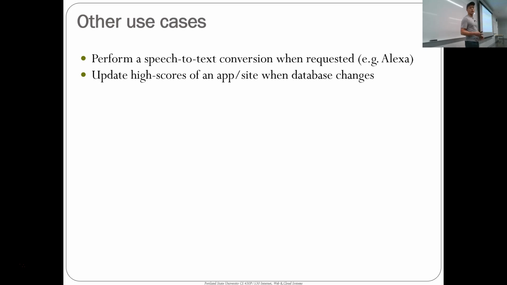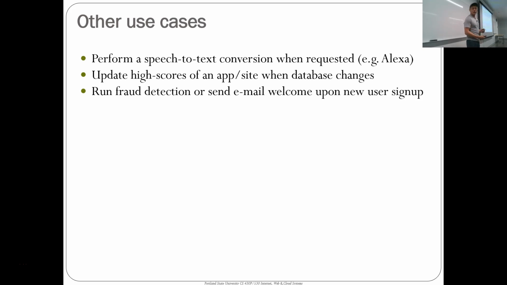Update the high scores of a game app. So as soon as the score changes, as soon as someone scores in the high score, that will trigger the thing to update the content of the website. Run fraud detection. So anyone sign up for a credit card account or a new bank account, you can run all of your fraud detection code as a trigger off of a new sign up rather than doing it periodically.